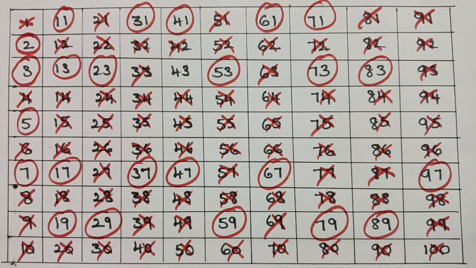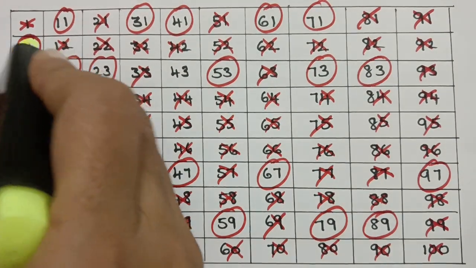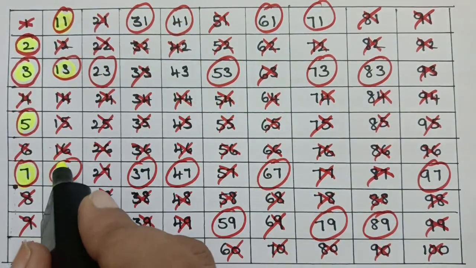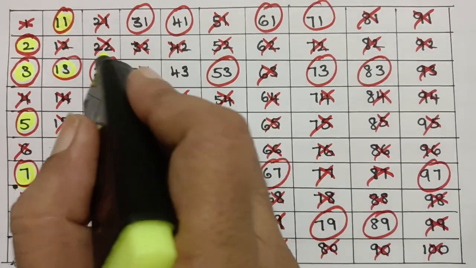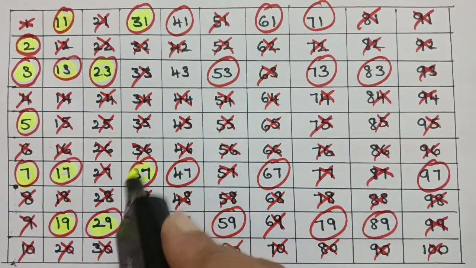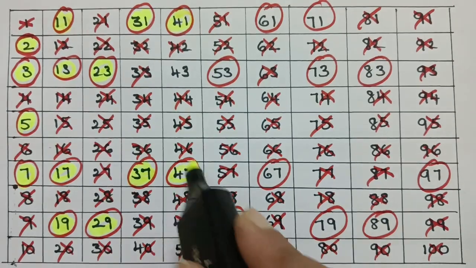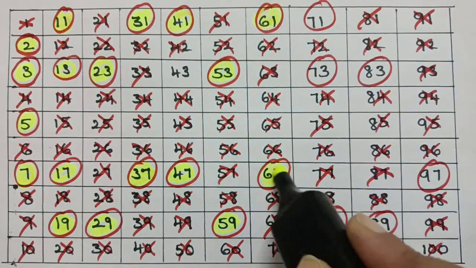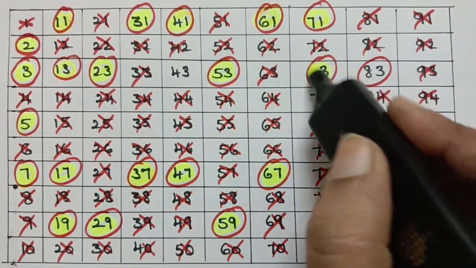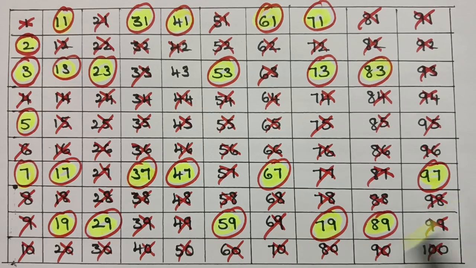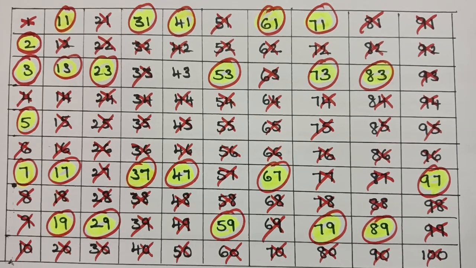So if you observe properly, I'll show you here. 2 is a prime number, 3 is a prime number, 5 and 7, this is 11, 13, 17, 19, 23, 29, 31, 37, 41, 47, 53, 59, 61, 67, 71, 73, 79, 83, 89 and 97. See here, these are all the prime numbers. So here, how many prime numbers are there?